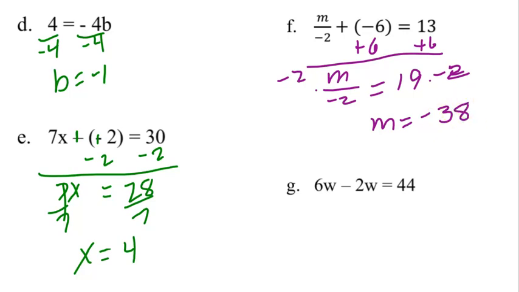And letter G. 6w minus 2w is 4w. That equals 44. The opposite of multiplying by 4 is divide by 4. Do that on both sides, and w is going to equal 11.